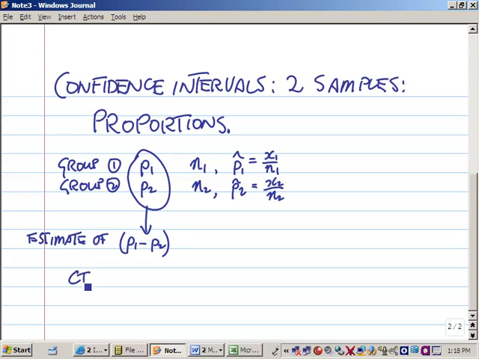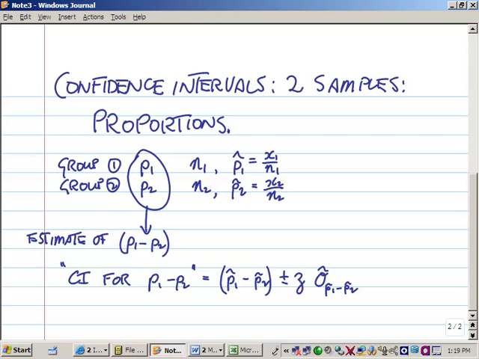The confidence interval for the true difference in the proportions is the sample difference, P hat 1 minus P hat 2, plus or minus an appropriate z-value times the standard deviation, which is an estimate, sigma hat of P hat 1 minus P hat 2. The P hat 1 minus P hat 2 is simple enough. You get the two sample proportions and take the difference.